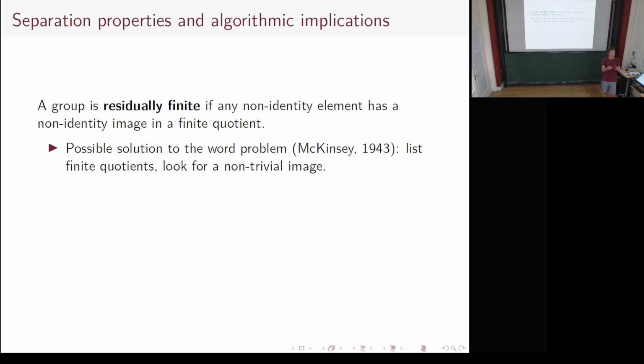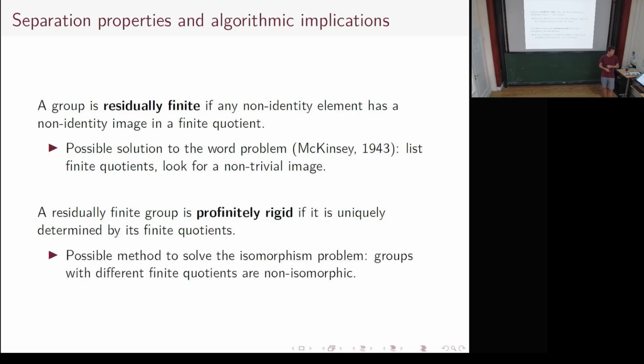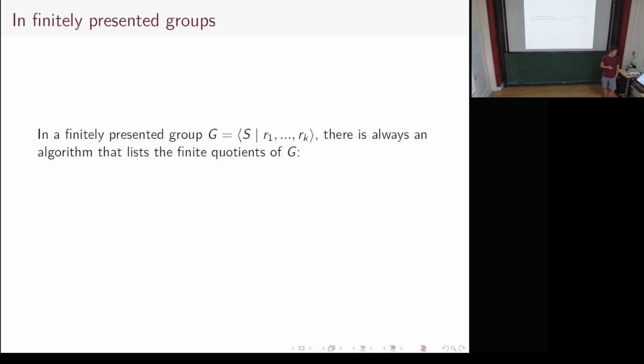But what's usually difficult in solving the word problem is proving that something is not the identity. And if you know that finding a non-trivial image in a finite quotient is sufficient, you may want to leverage this. And similarly, when you have finite rigidity for some groups, you may want to use their finite quotients to distinguish between these groups algorithmically. So this might give you a method to solve the isomorphism problem.